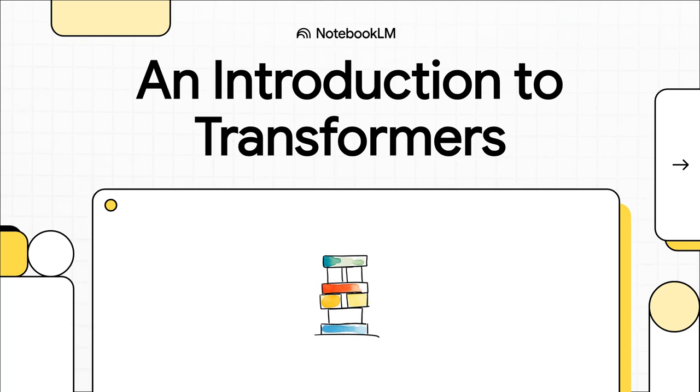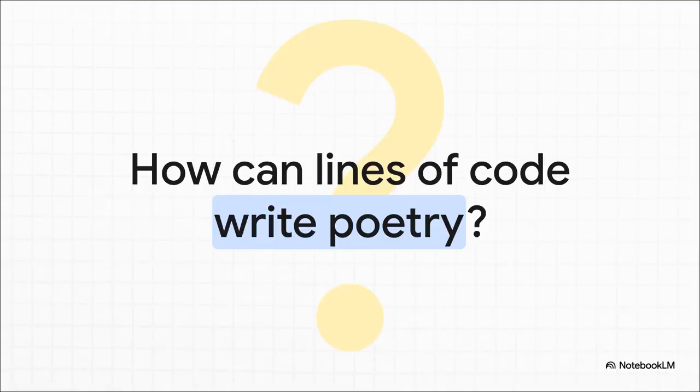All right, let's get right into it. Today, we are cracking open that black box of modern AI. We're going to figure out the one single idea that makes something like ChatGPT even possible. It's a question that honestly sounds like it's straight out of science fiction, right? How can a bunch of lines of code write poetry? How can a machine, just a set of instructions, suddenly generate creative text, translate languages, or even write more code? I mean, how does something so rigid produce something so fluid and, well, so human?